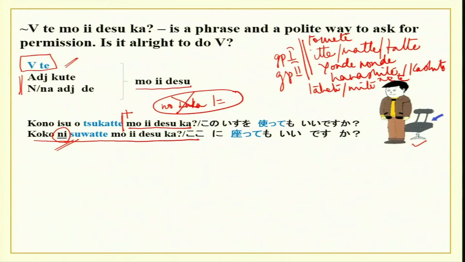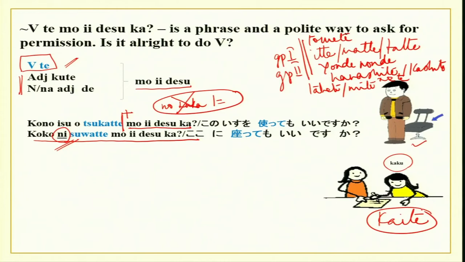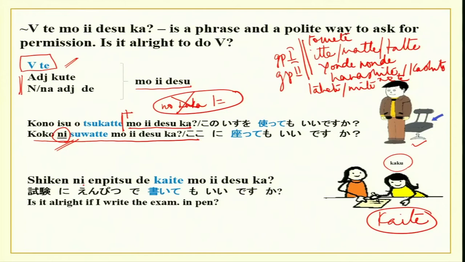Now she is writing something. So the verb is kaku. Kaite is the te form. So shiken ni enpitsu de kaite mo ii desu ka? Shiken ni, during the shiken. De, nan de, by what? So enpitsu de, by enpitsu, kaite mo ii desu ka? Is it all right if I write in pen?